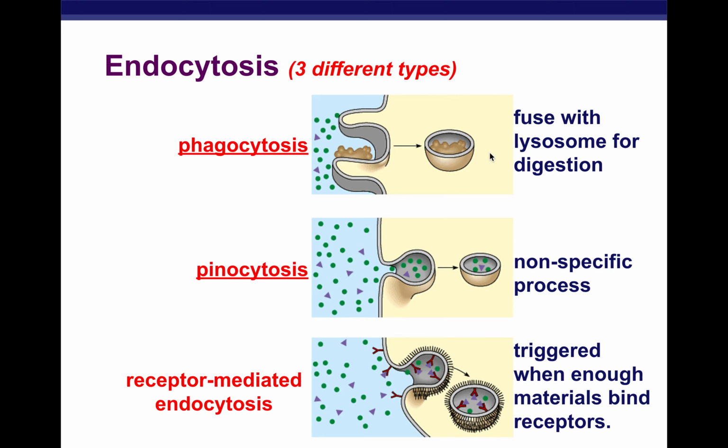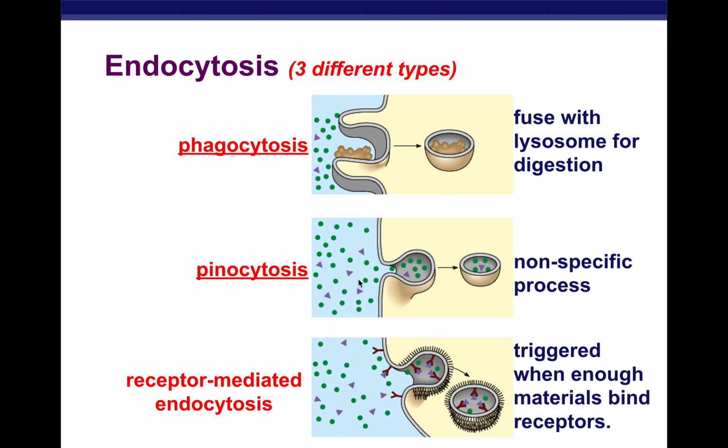So phagocytosis literally wraps around the material you want to drag in, and it's used for digestion usually. And what actually ends up happening is this vesicle often fuses with the lysosome to digest the material that's incoming. Your white blood cells do phagocytosis quite a bit. Pinocytosis is more nonspecific. You're just dragging in material from the outside that's dissolved in liquid, so you're just slurping up a drink of dissolved stuff, and your cell may be using it.